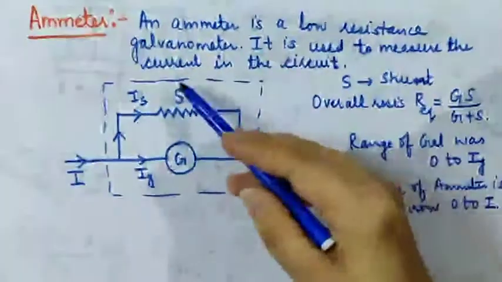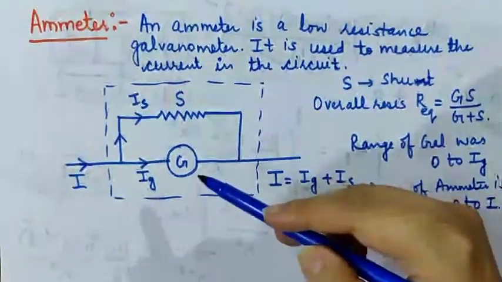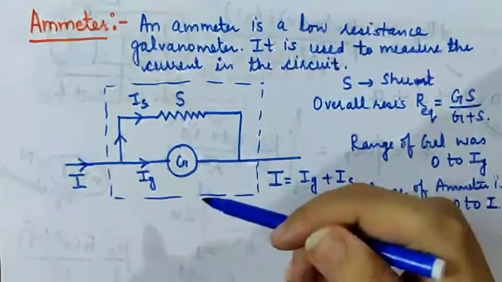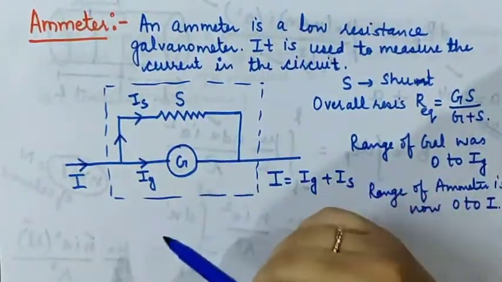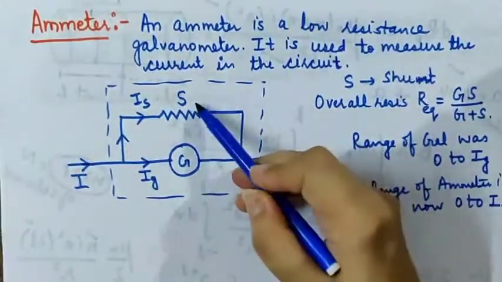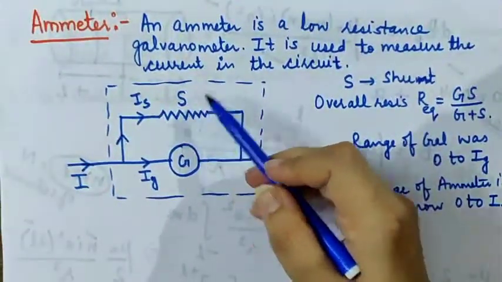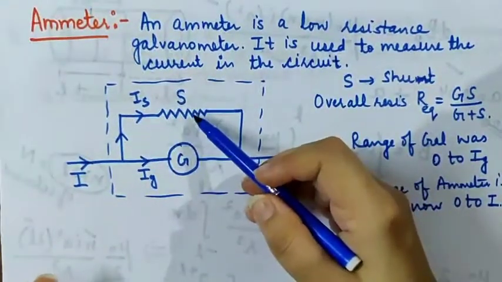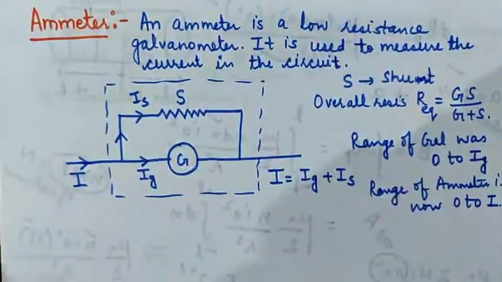So what is the modification that you have done? You have reduced the resistance overall, because you know that if two resistances are connected in parallel, then their overall resistance is lesser than the least. What is least here? The shunt has the least value here. So the overall resistance is lesser than the shunt. That means more and more current can enter through it.